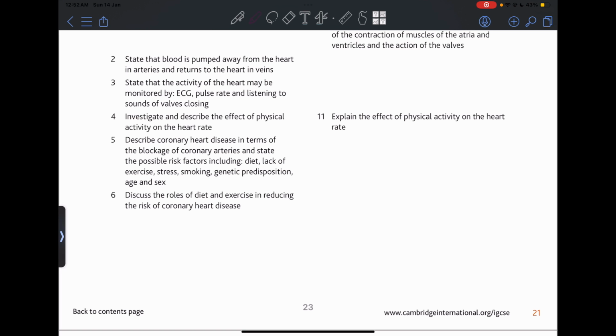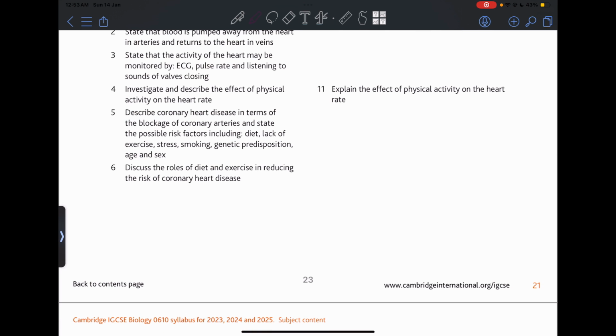Now 5 says describe coronary heart disease in terms of the blockage of coronary arteries, and state the possible risk factors including diet, lack of exercise, stress, smoking, genetic predisposition, age, and sex. So for example, sometimes the blockage of coronary arteries can occur if you have a high cholesterol diet, which means you're eating a lot of fried foods, for example, and lack of exercise. If you don't exercise a lot, of course, your coronary arteries may be blocked easily. Stress and smoking may also cause the coronaries to be blocked, which means the blood won't be able to pass through and reach the heart. So this is a big problem.